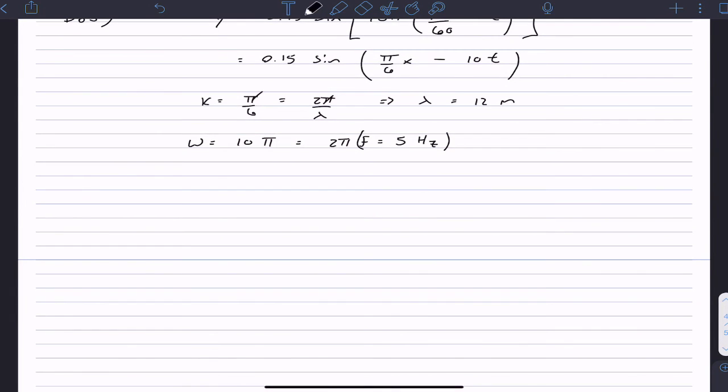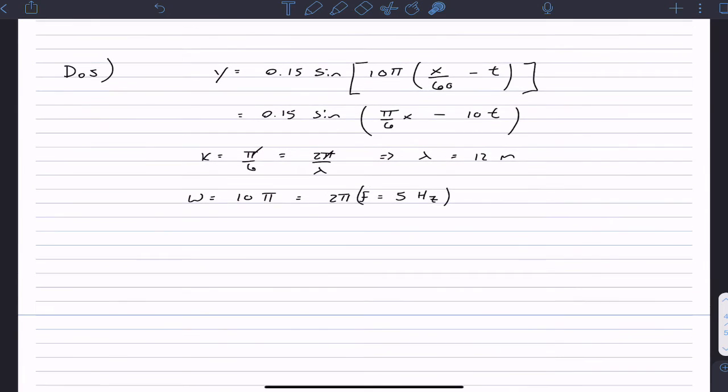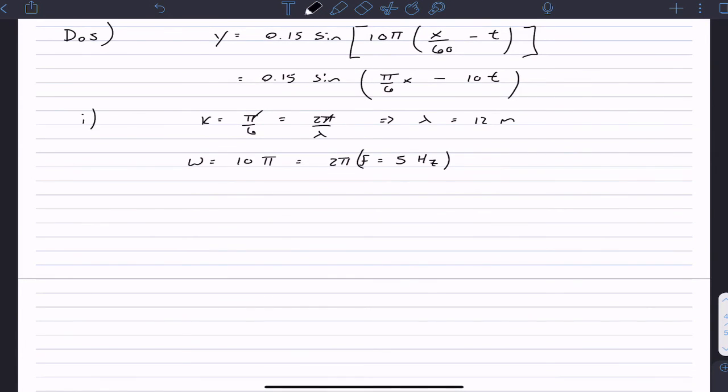Now we need to find the velocity of the wave. Part 1 asks for wavelength. It's 12. I just found it. We've done this before, so hopefully you remember. If not, I went into more detail on this I think 2 or 3 lectures ago. Part 2 asks for the speed in meters per second. Remember we had omega over k, or lambda times f. That's 5 times 12, and this is meters per second. That's 60 meters per second.